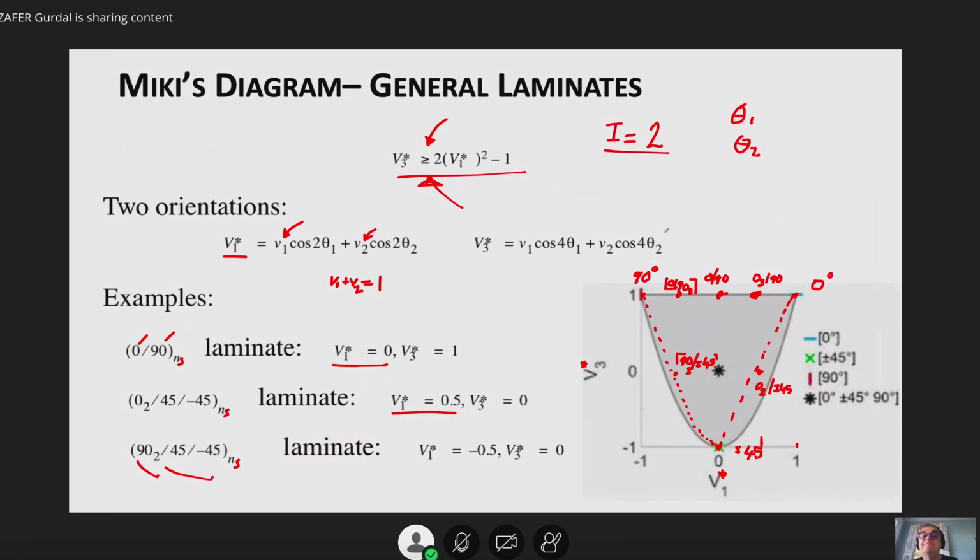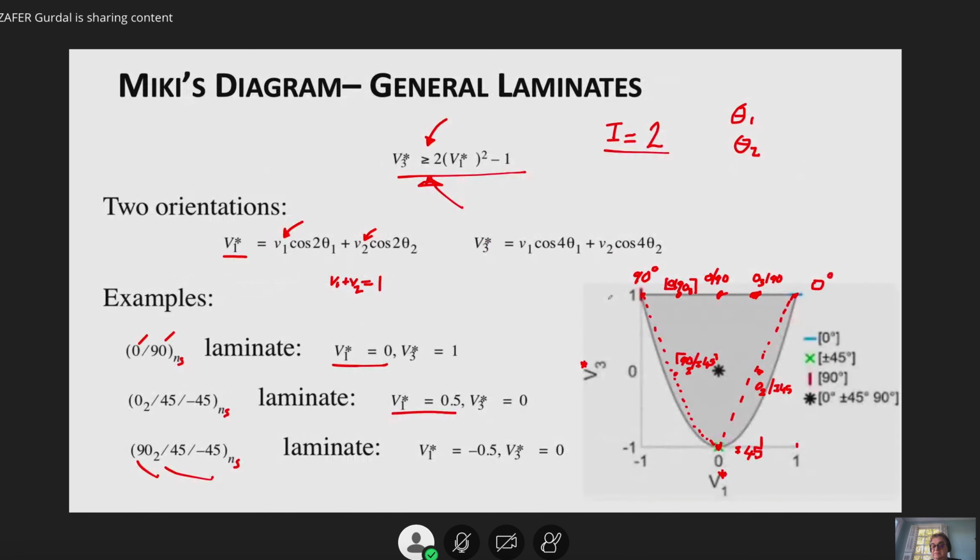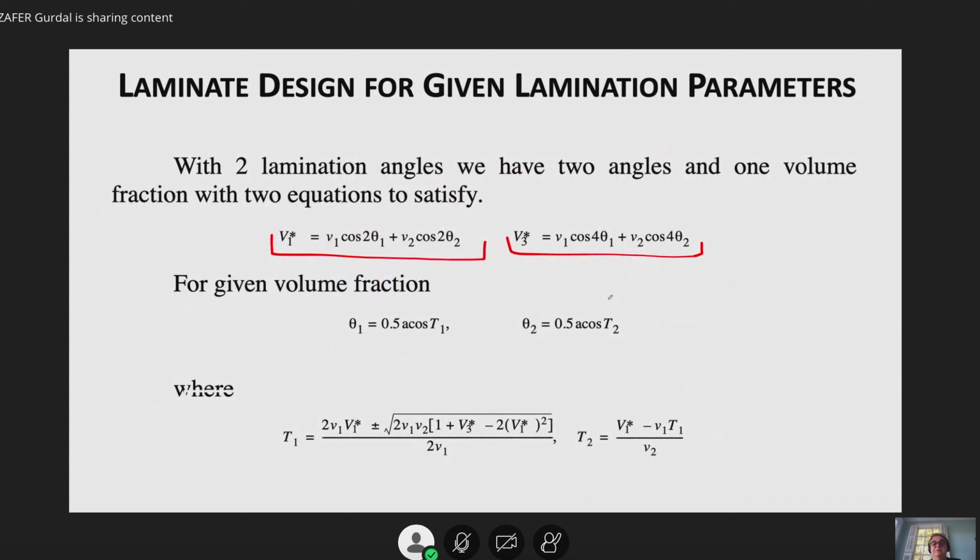So, for example, we have a relationship with two angles of this form, and we also have the requirement that V1 and V2 equal 1. So if we specify that fraction, you don't jump, please don't jump.